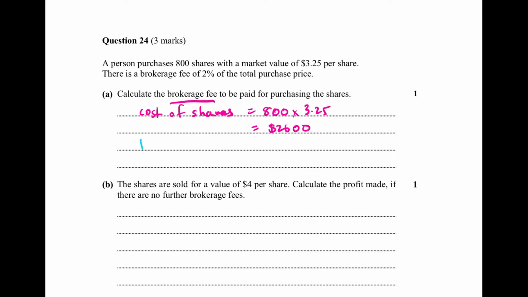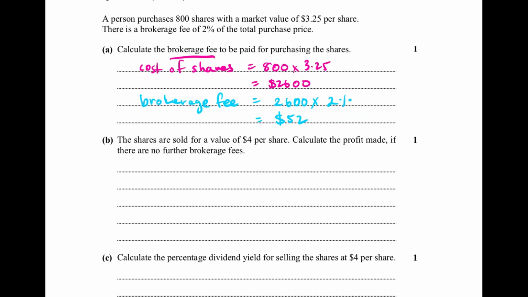So therefore your brokerage fee, notice how I'm describing what I'm doing in each of the steps. Your brokerage fee is therefore 2,600 times 2%. Once again, plug that into your calculator and you get $52.